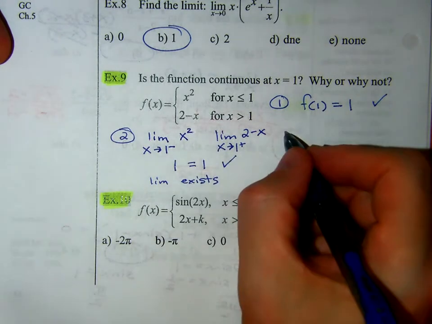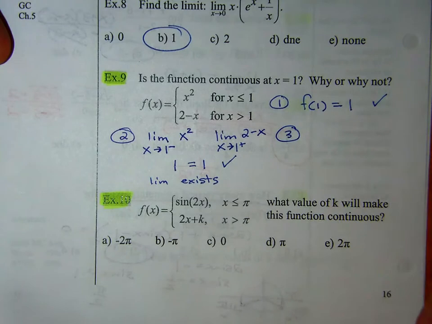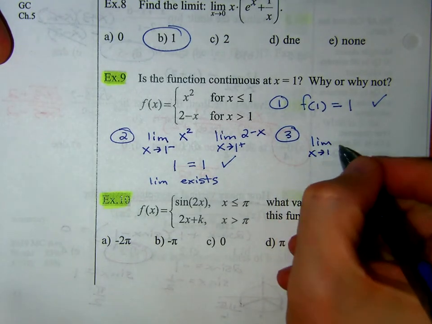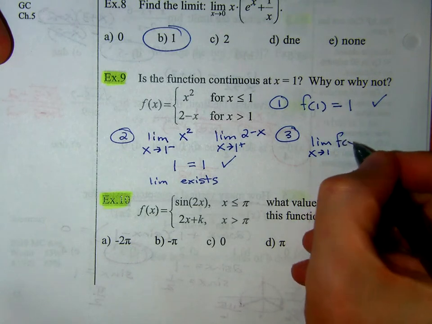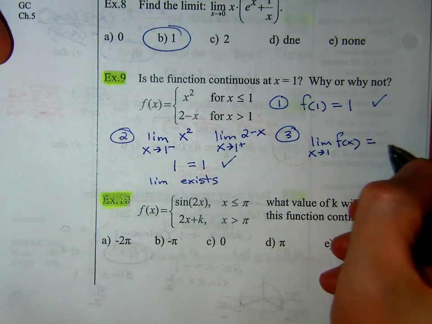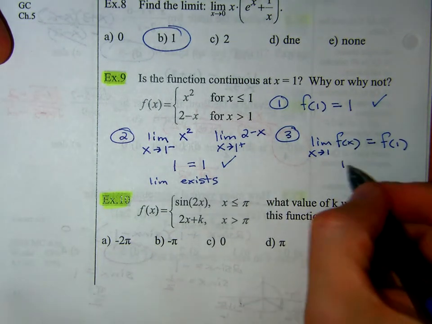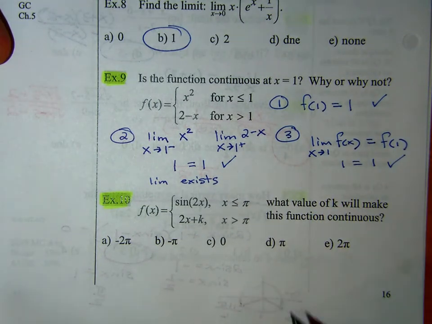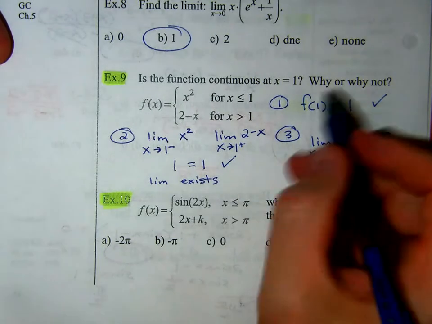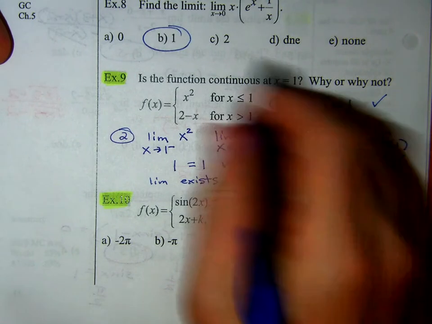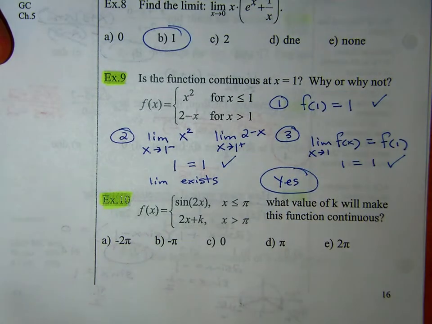Then step 3. Step 3 is that the limit as x approaches 1 of the function has to equal f of 1. And that was 1 and that was 1. So that's true. So the answer is yes. And all of that is why. Okay, it seems like a lot, but it's really not that bad.